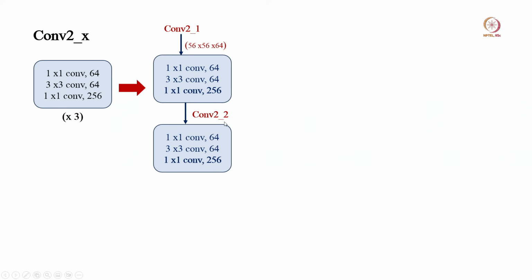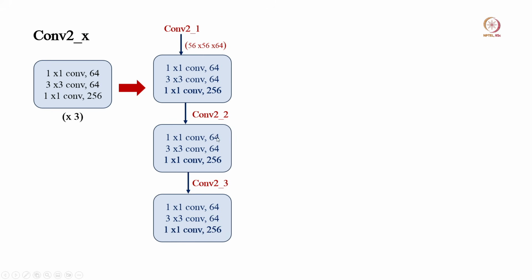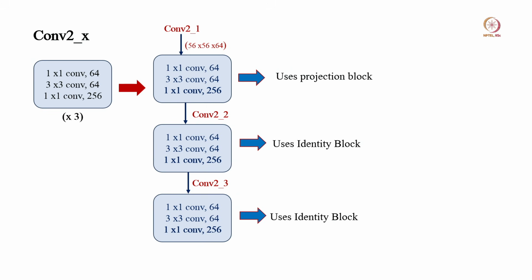25.6 million parameters. So my conv 2 layer is having 1 cross 1 convolution 64 filters, 3 cross 3 convolution 64, 1 cross 1 convolution 256. The same block is repeated in conv 2.3 also, and when we see the input in conv 2.1, it is 64 channels where the output is 256. So here we need to use projection block, and in conv 2.2 and conv 2.3 there is no change; once you have gone to 256 channels, the output also is 256, so no need of using projection block, we can use the identity blocks here.